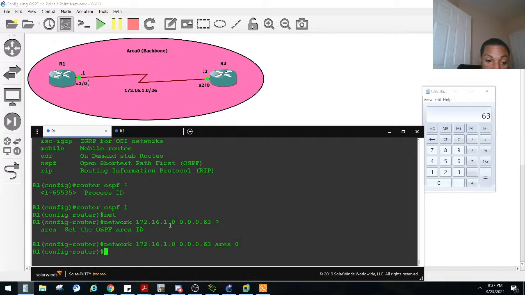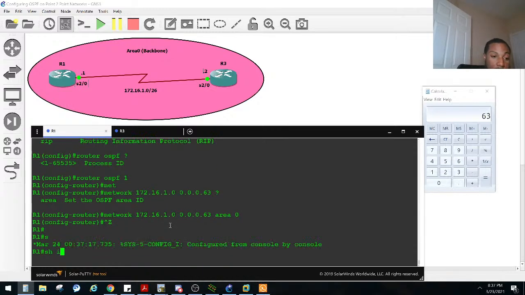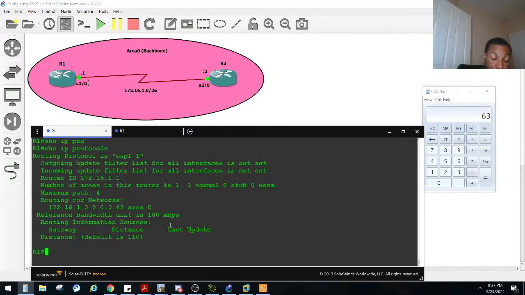So that's pretty much it for that network statement. We can verify our work with show IP protocols, right? That lets us know who is participating in EIGRP, OSPF. I deal with a lot of that at work. Once you do show IP protocols, we'll see that we have OSPF 1. This is the process ID for OSPF, right?